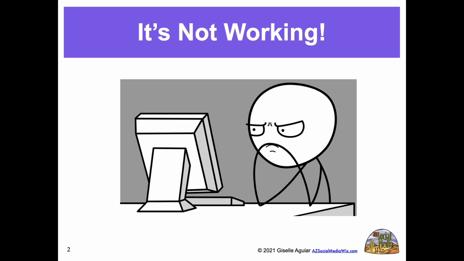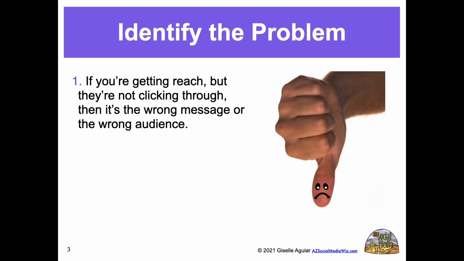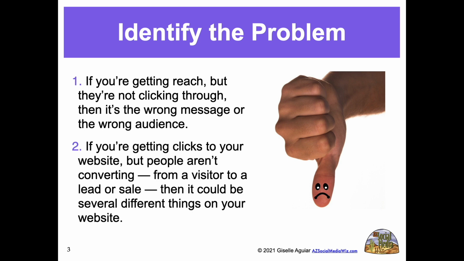You're trying, you think you're doing everything right, but your analytics are telling you that something's not working. Worse, you're not getting sales. If you're getting reach on your ads or organic non-paid posts, but they're not clicking through, then it's the wrong message or the wrong audience. If you're getting click-throughs to your website, but people aren't converting, then it could be the website, the call to action, the landing page, or even the product or service. And a bad user experience will cost you sales.